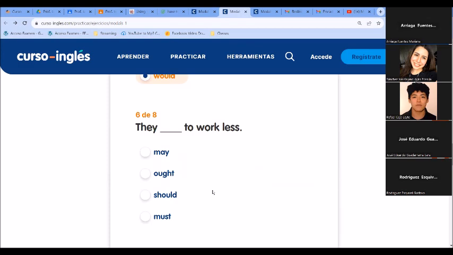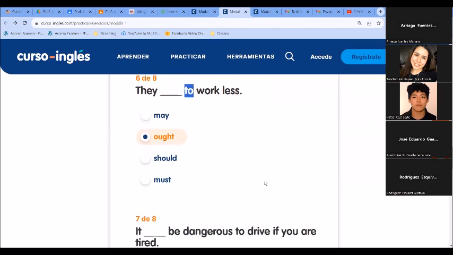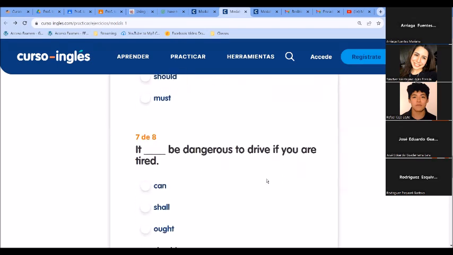They ought to work less. Good. Yeah, your clue there was the to. It's the only modal verb that goes with the to, ought to. All right, all the others, you may work less, you should work less, you must work less, but ought to is the only one that goes with a to. All right, number 7, Jose Eduardo.